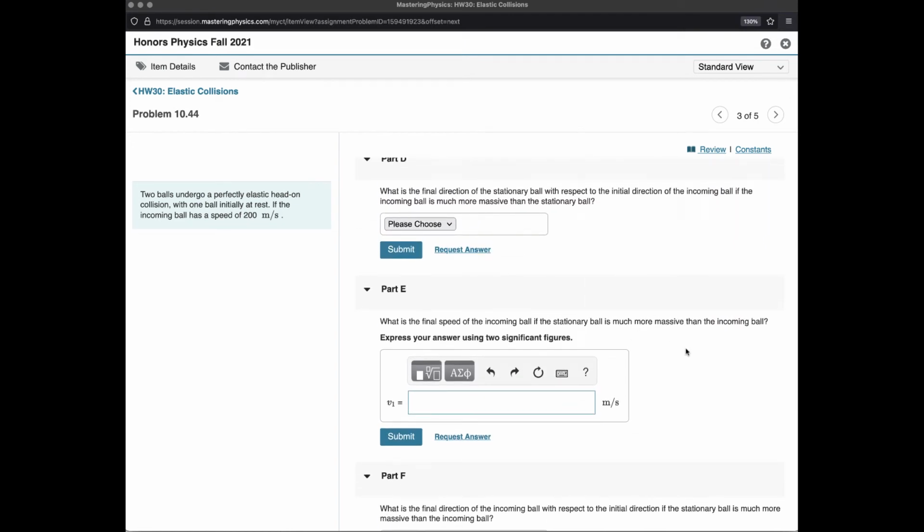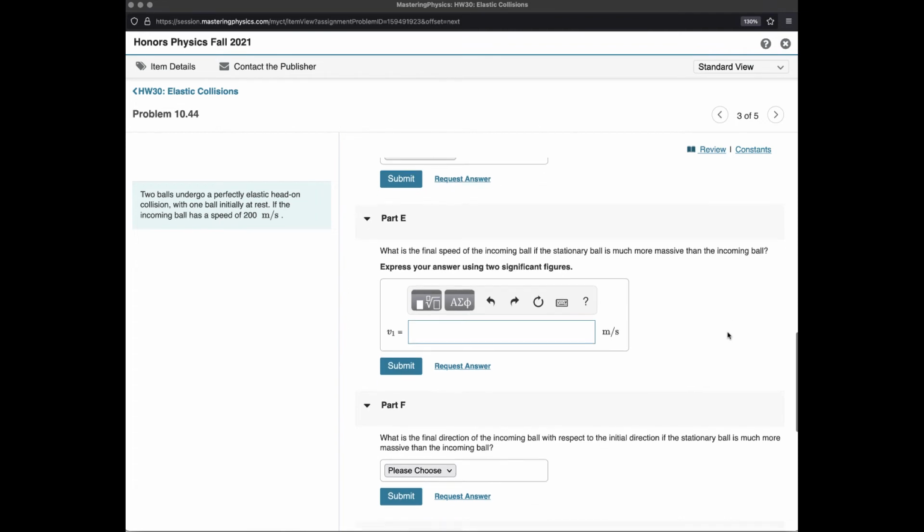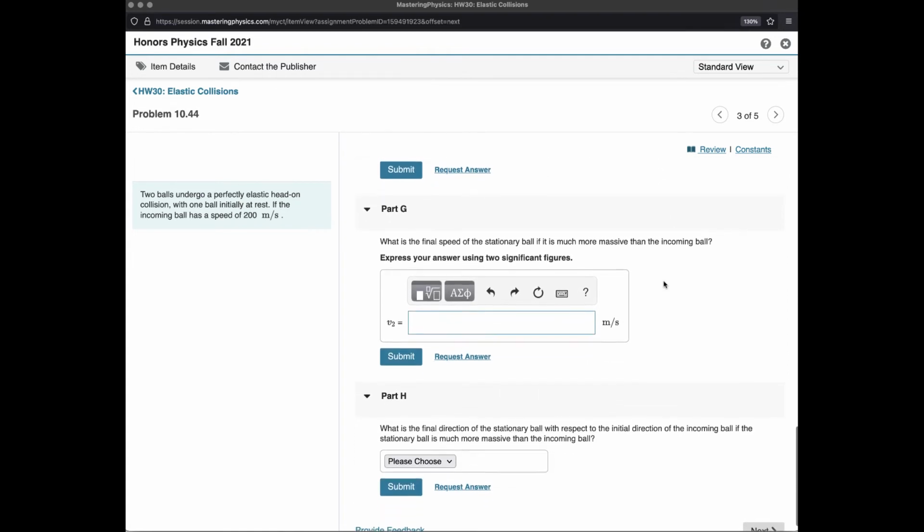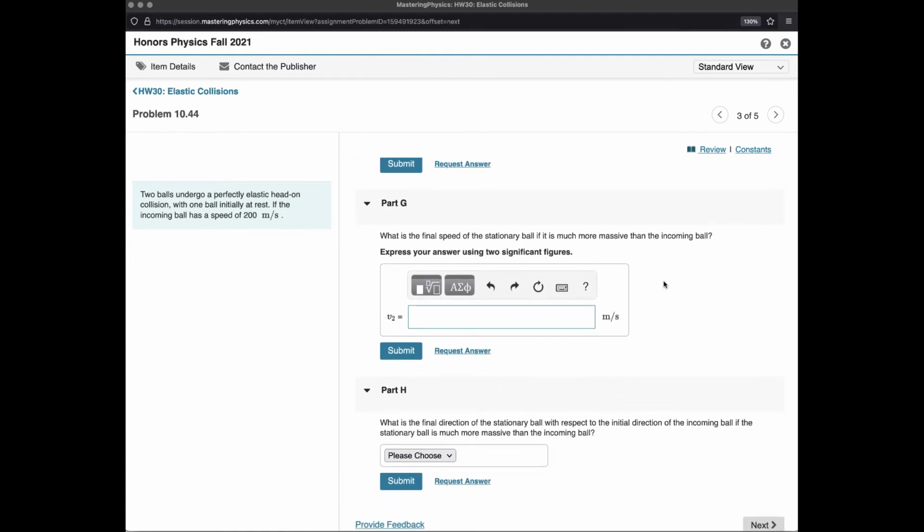What is the final speed of the incoming ball if the stationary ball is much more massive than the incoming ball? Well, the incoming ball then is going to bounce off the stationary ball, and the velocity of the stationary ball is not going to change much at all. What is the final direction of the incoming ball with respect to the initial direction if the stationary ball is much more massive? Well, the incoming ball is going to turn around and go in the opposite direction. See, I can answer these things according to my intuition.